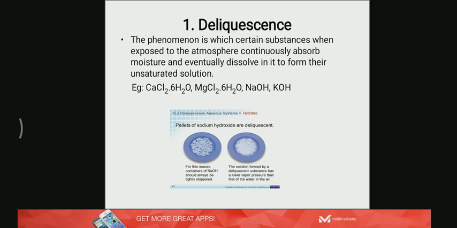Now coming to the two phenomena, starting with deliquescence. A related term is hygroscopic. What is the difference? A substance which has a tendency to absorb moisture is said to be hygroscopic, and deliquescence is the extreme case where the substance absorbs moisture continuously from the atmosphere and eventually dissolves in it.